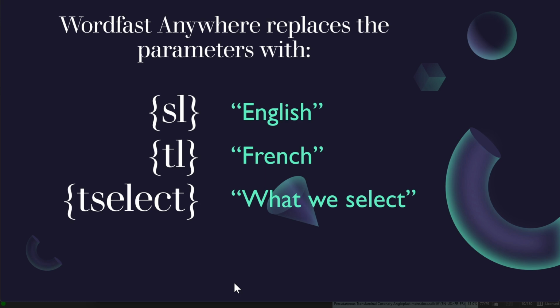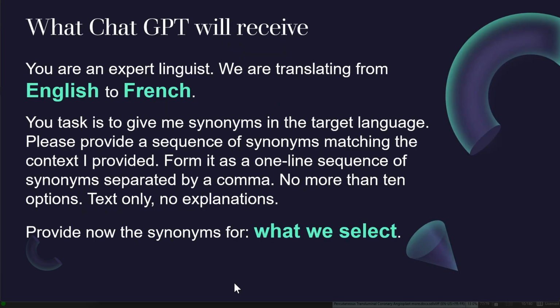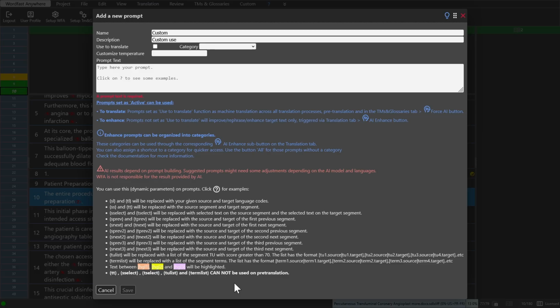Wordfast Anywhere will actually help us by filling up the dynamic parameters. This means that what you now see on the screen is what ChatGPT will actually receive. The parameters have been replaced by what we want ChatGPT to get. Wordfast Anywhere has actually replaced the parameters here with the words English, French, and what the user will select with the mouse. Now the time has come to actually create our prompt in Wordfast Anywhere.